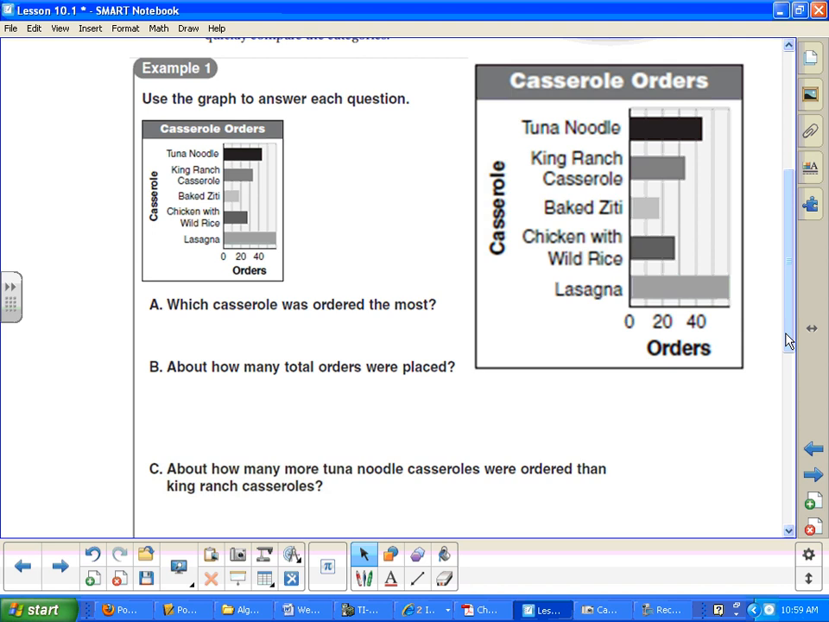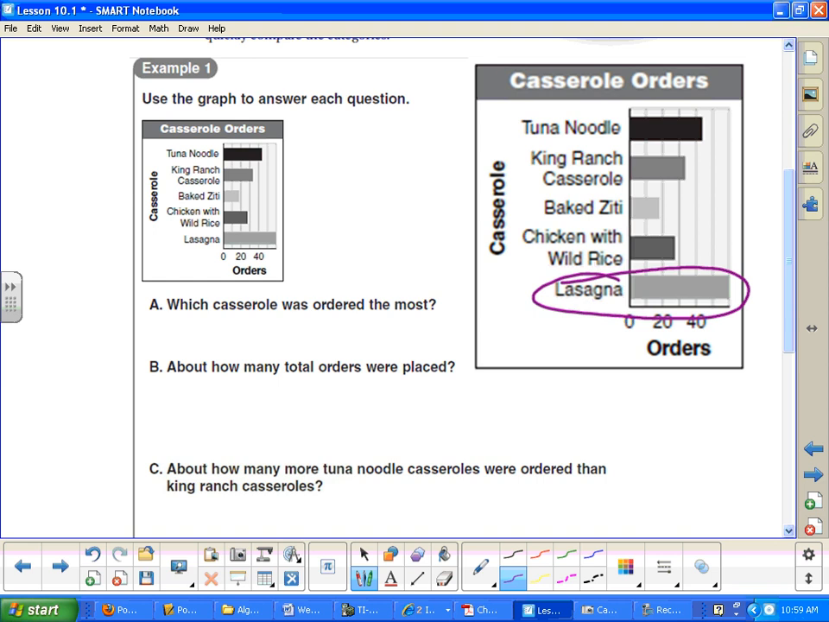Okay, so we're just going to use these graphs and we're going to answer some questions. So this should be pretty basic for you. Letter A, which casserole was ordered the most? All right. Pretty clear, right? We've got lasagna ordered the most because the bar's longer, right? Okay.